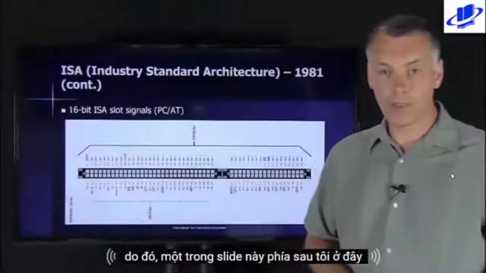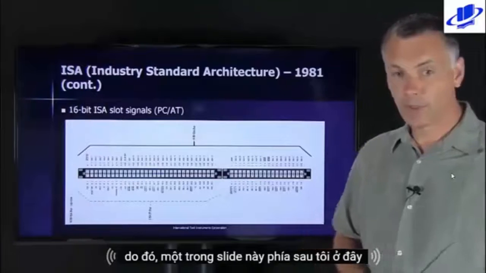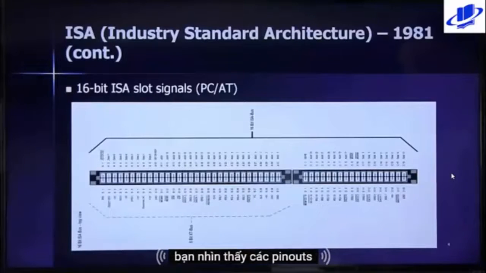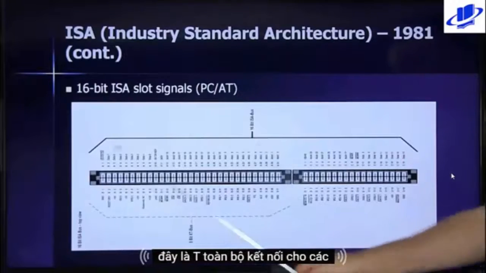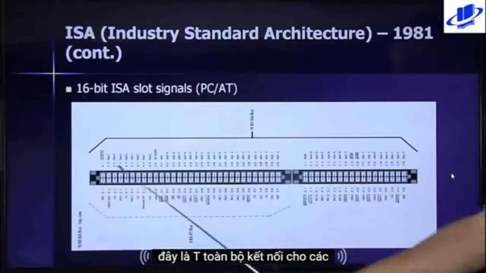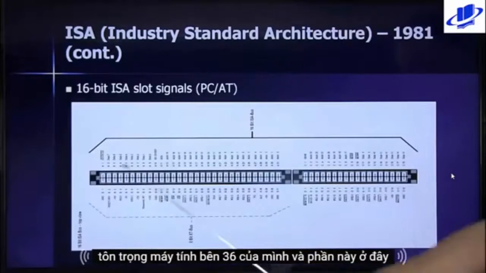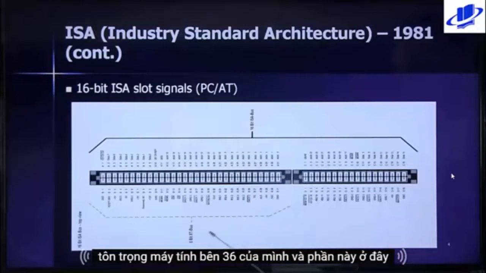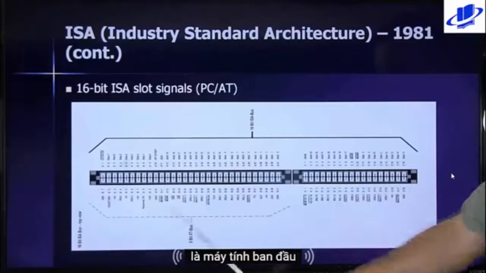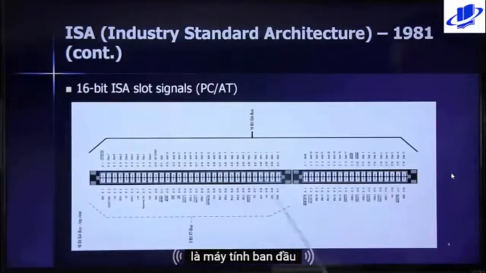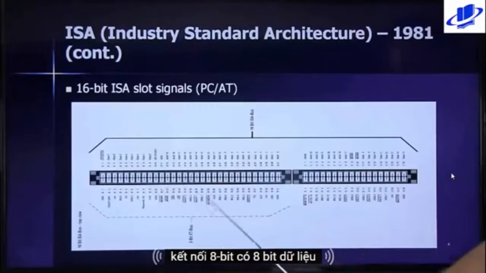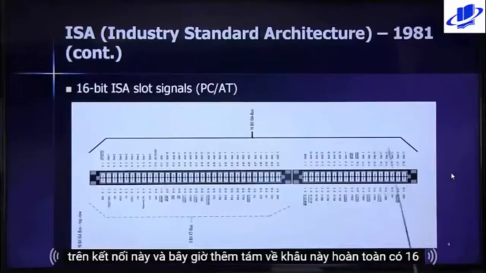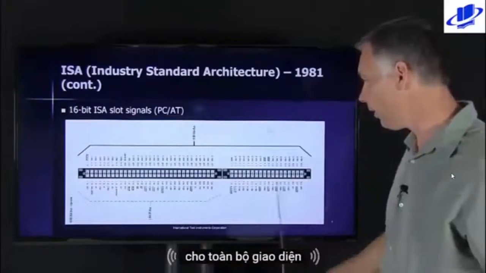So in this slide behind me here, you see the pinout of the ISA bus connector. This is the whole connector that is specced as part of the 286 computer, and this part here is the original PC connector, the 8-bit. You have 8 data bits on this connector, and you have another 8 on this. So in total, you have 16 for the whole interface.